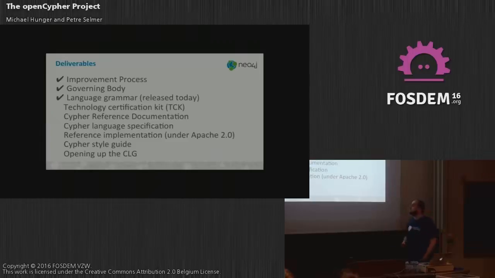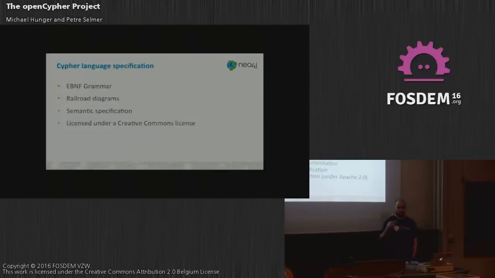So we already have some deliverables that we've done, and some that are still outstanding. One is this self-improvement process that I just showed you. The governing body also exists, and as of today, we released the first EBNF grammar for Cypher. So you're the first to hear about it, because it was pushed to the GitHub repository two hours ago or something like that. This grammar enables people to write, for instance, highlighters or verifiers for the language. It allows you to do query generation and validation and so on.